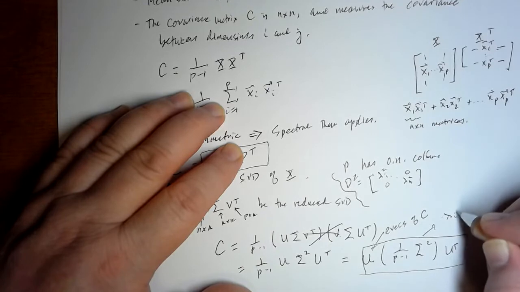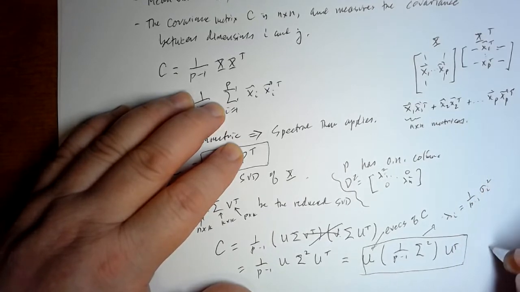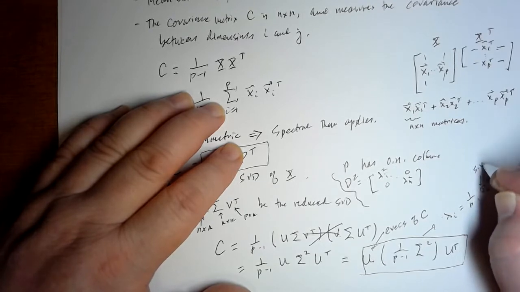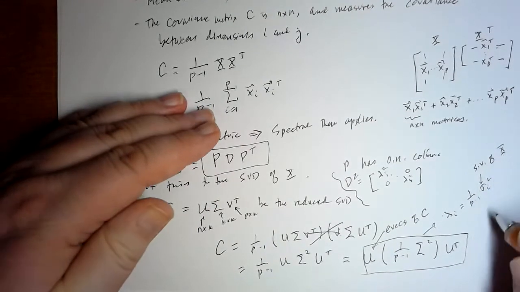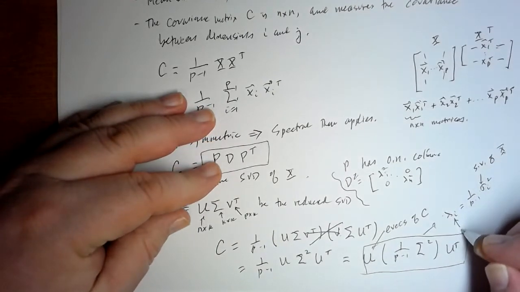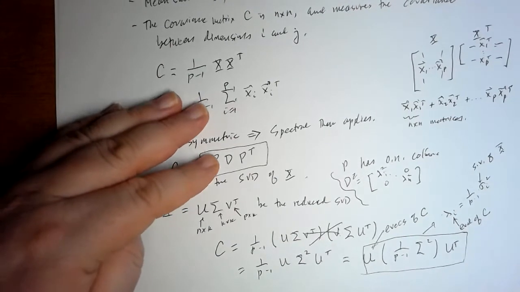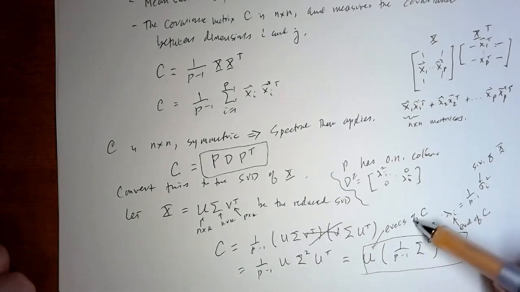Lambda i is equal to 1 over p minus 1 times sigma i squared, where sigma i is the singular value of X and lambda i is the eigenvalue of the covariance matrix. Good. And so you get two relationships coming out of that right off the bat.